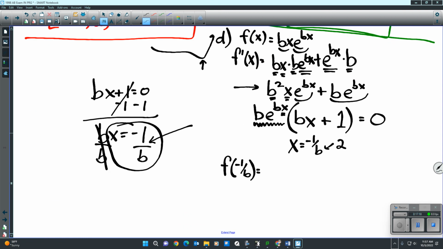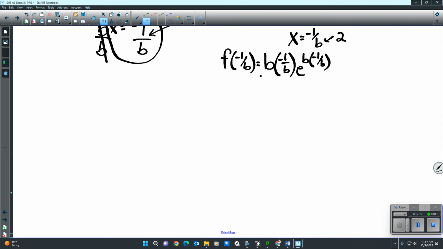So I have b times x, which is negative 1 over b, times e to the b times x, which is negative 1 over b. All right, let's clean this up, shall we? When I multiply these together, these cancel, and I have negative 1. Same thing when I multiply these together and get negative 1. Remember, negative exponents flip. Negative 1 over e to the 1. That is my y value.